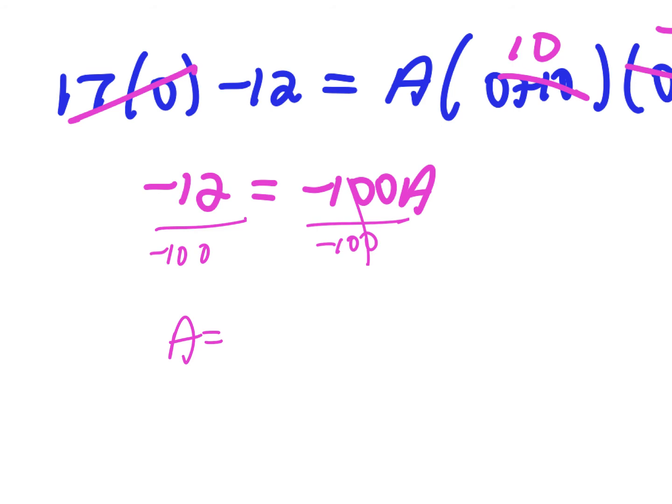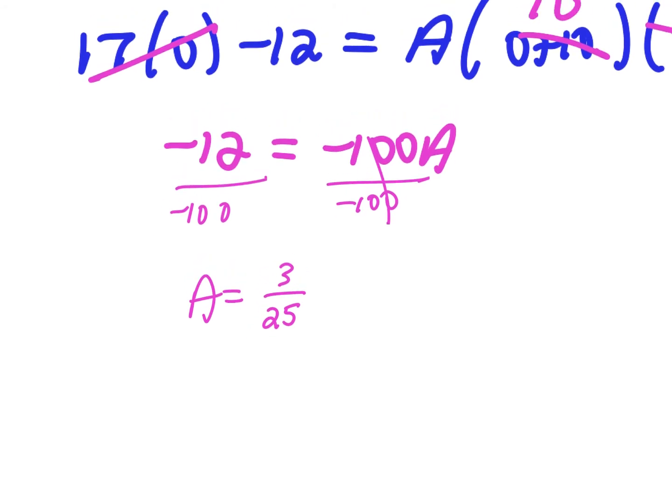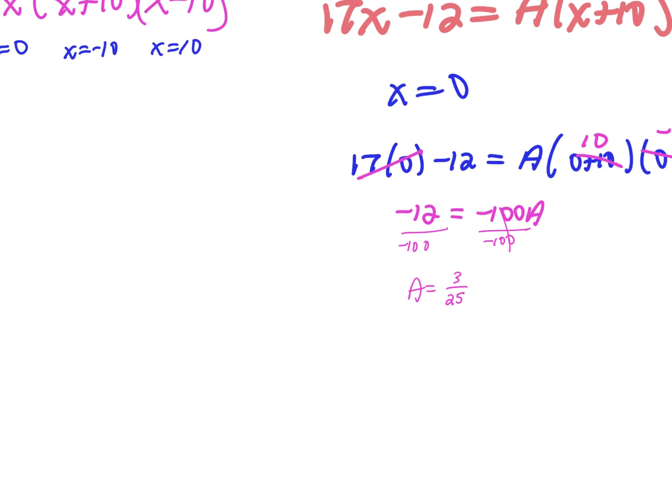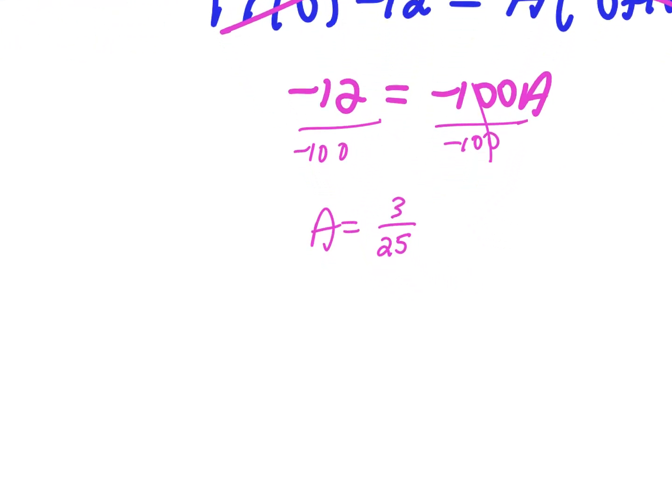4, right? So this works out to 3 over 25. Perfect. That's fine. And we'll talk about what we do with our fraction here in a second. So now I'm going to do the exact same thing, but I'm going to plug in what number? Negative 10. If you want to plug in positive 10 at this step, that's fine. I'm just going to plug in negative.